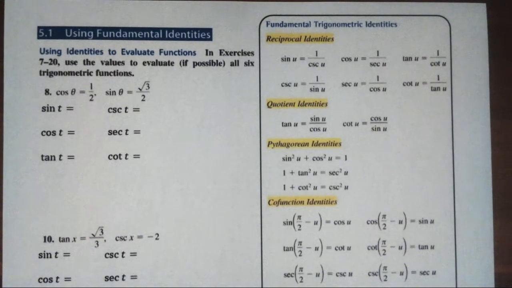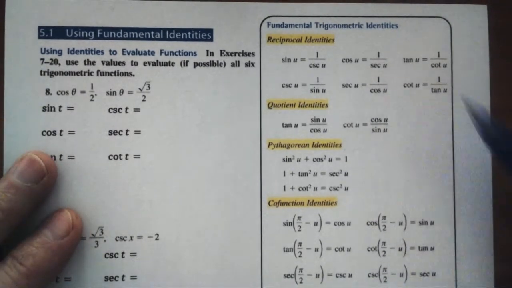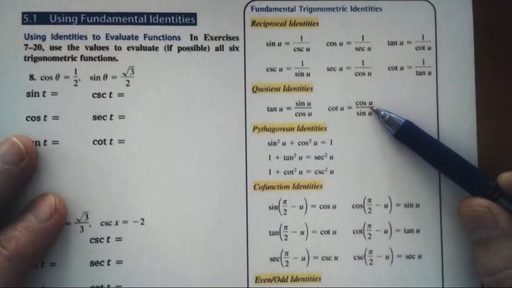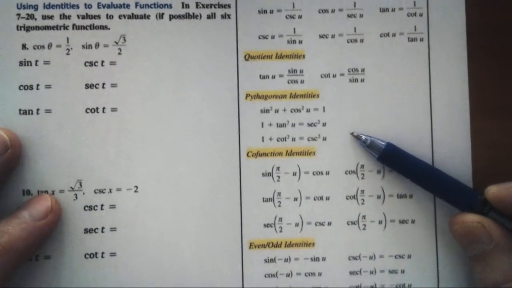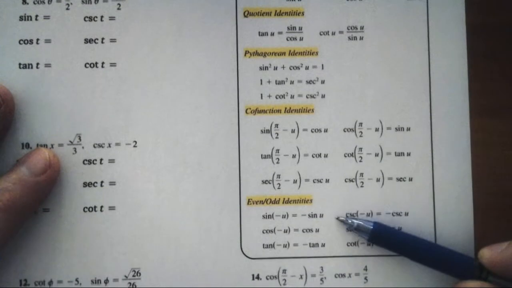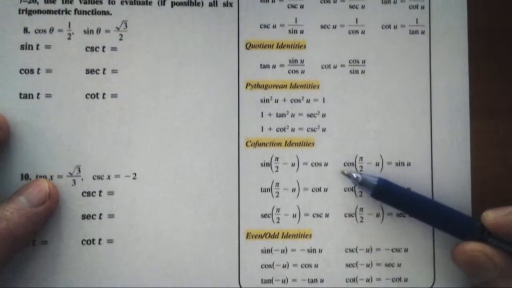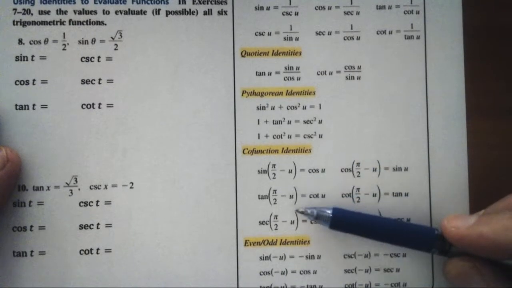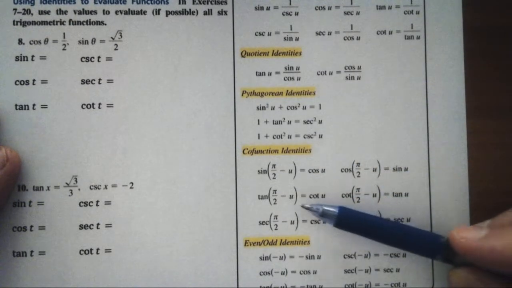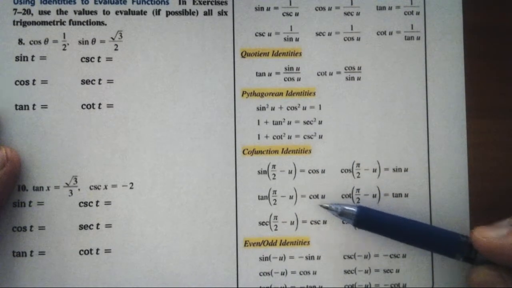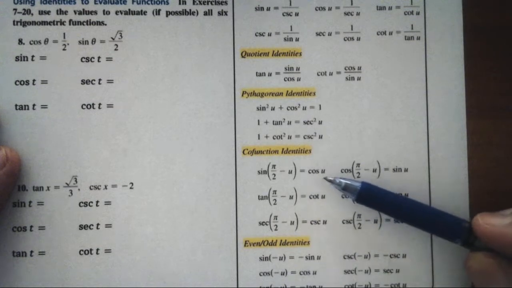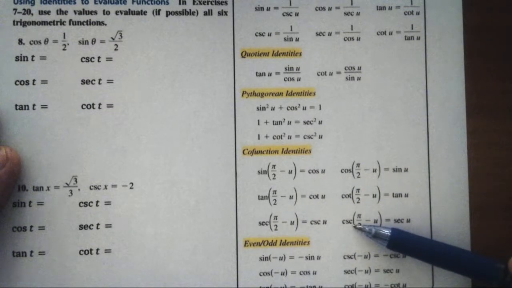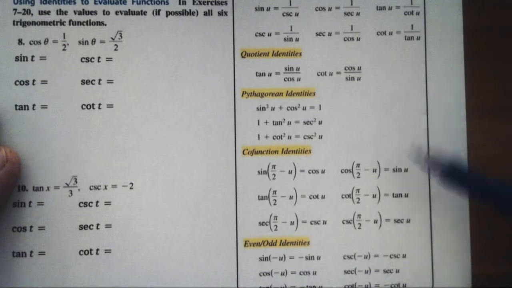Welcome to Chapter 5, using fundamental identities. By this time, we should be familiar, and by familiar I mean we have seen these a number of times. Our even odds, our cofunctions, our Pythagoreans. Cofunction identities, understand it's really just one rule, and tangent goes with cotangent, and sine goes with cosine, and cosecant goes with plain old secant.